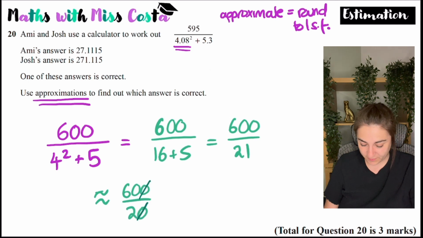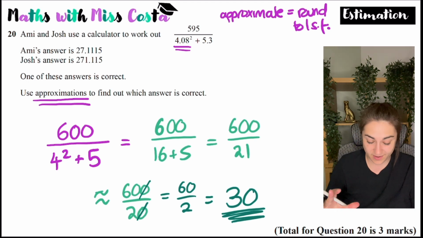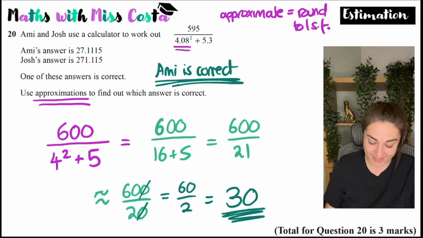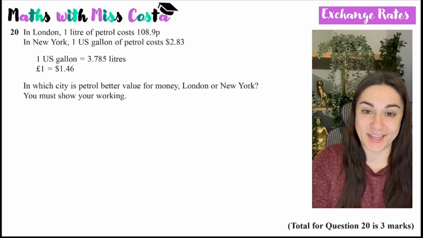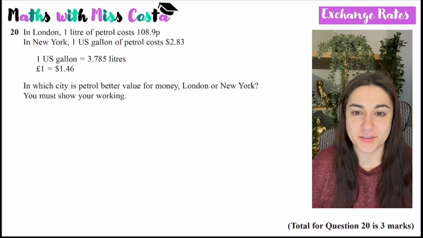So then we could just divide by 10, which would be 60 over 2, which is 30. So if I know that the answer should be roughly 30, I know that Amy is correct, because in terms of place value, 30 is a lot closer to 27 than 271.1.